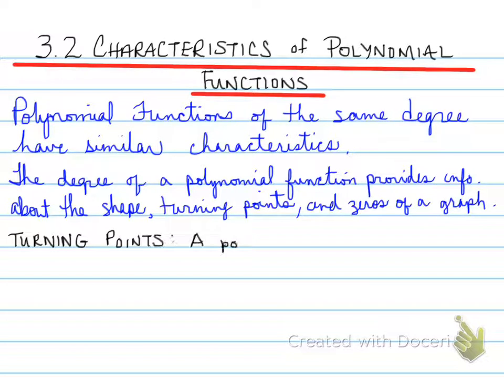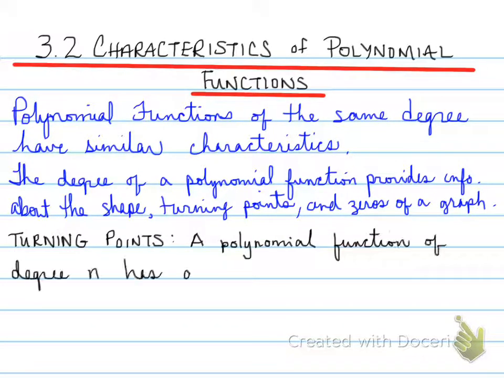Turning points: any polynomial function of degree n has at most n minus 1 turning points. The minimum number of turning points depends on the end behavior. So, for example, in a cubic function or a linear function, you don't necessarily have to have any turning points because the arrows go in opposite directions, whereas a quadratic has to have a minimum of 1 turning point. So does a quartic or a 6th degree polynomial.